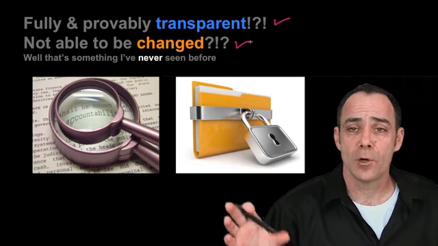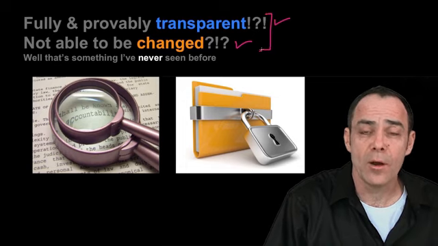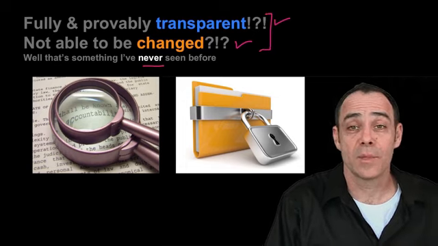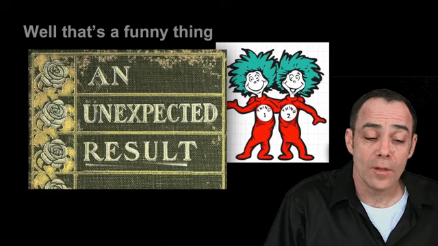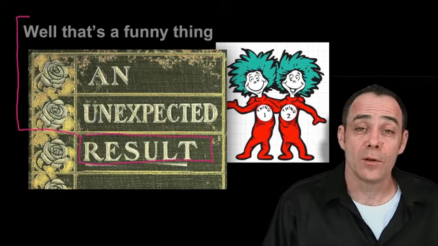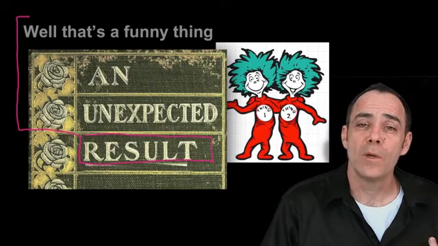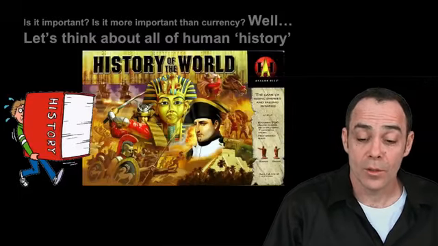Then you can just show the version that behooves you. But the combination of these two, fully, provably transparent, not able to be changed, well, that's something the world's never seen before. And this is an important and bizarre result from just creating a peer-to-peer electronic cash system. Okay, this is a fundamental change with how we can start to think about world history.